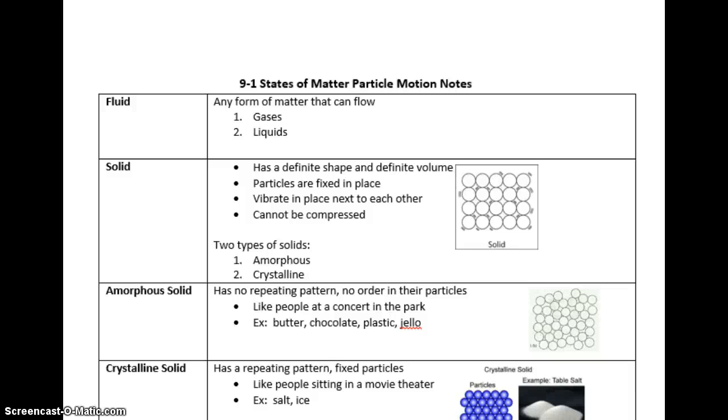Okay, today we're going to do our 9-1 States of Matter particle motion notes. These are two-column notes, and you get to write them out this time. Two columns because the first column over here is usually our word, and then the second column over here is our definitions and descriptions. So the first word we're going to talk about is a fluid.